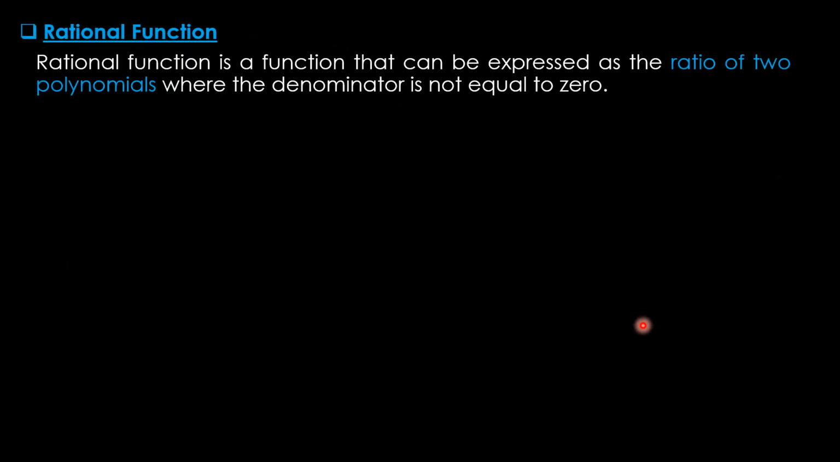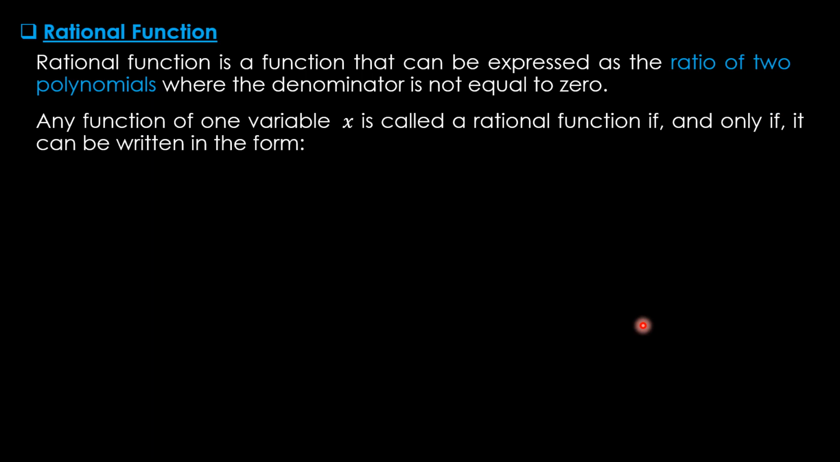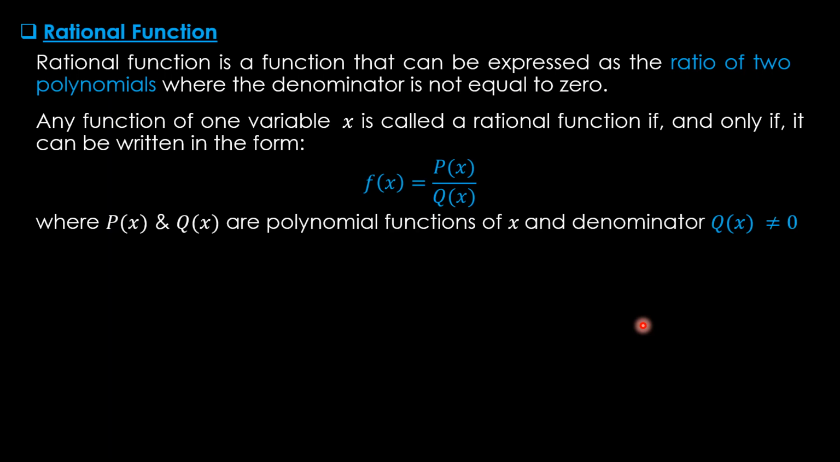Next is rational function. Rational function is a function that can be expressed as the ratio of two polynomials where the denominator is not equal to 0. Any function of one variable x is called a rational function if and only if it can be written in this form: f(x) equal to p(x) over q(x), where p(x) and q(x) are polynomial functions of x and denominator q(x) not equal to 0.